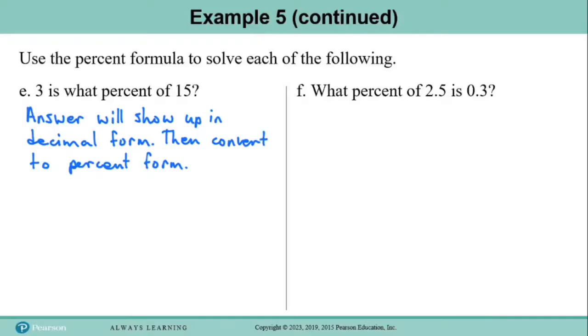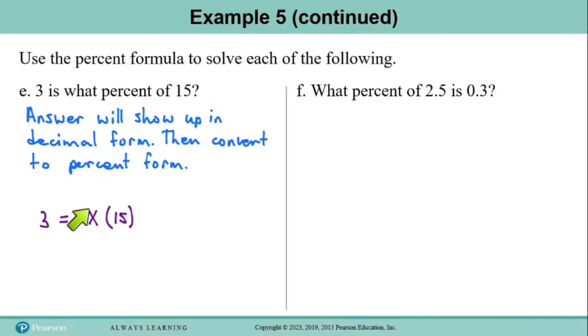So we're still going to translate the words into the same equation that we've been using, and we'll just have this one extra step at the end because we're looking for the percent. So here we go. 3 is what percent of 15? So 3 equals what percent, so that will be our unknown, of 15. So that would be times 15. All right, so 3 equals our unknown percent, which is going to be in decimal form. So this unknown number times 15.